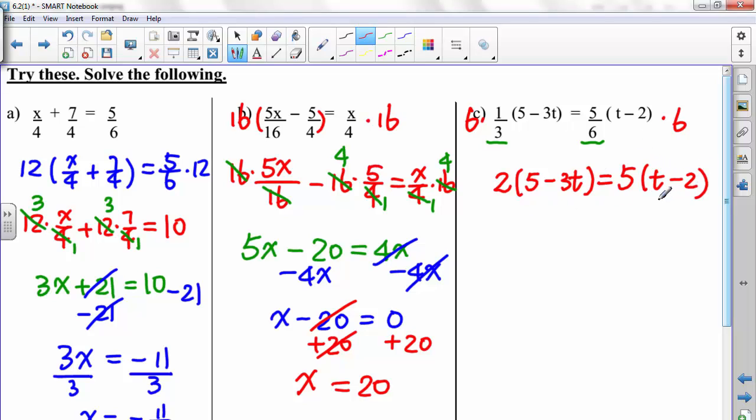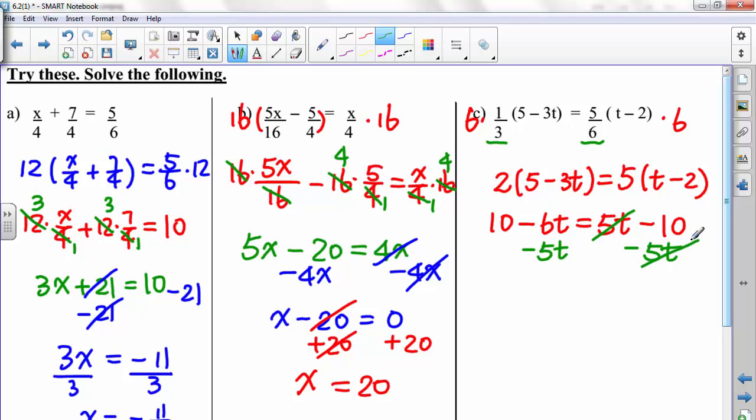In this case, I have the variables on both sides. I also have the brackets on both sides. I prefer to use the distributive property to remove the brackets first. 2 times 5, 10. Minus 2 times 3, 6t. 5 times 1t, 5t. Minus 5 times 2, that's 10. Right now, I have the variables on both sides. I will remove the t variable from the right side. So I subtract 5t from both sides.